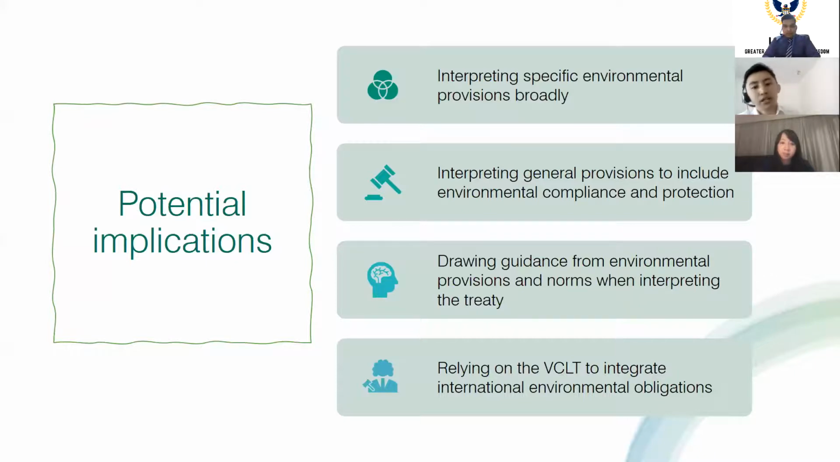Secondly, we think it is possible for tribunals to interpret your human rights or your CSR provisions to include environmental compliance and protection. Thirdly, we think it's possible for tribunals to draw guidance from environmental provisions and norms when interpreting the treaty generally. And lastly, we think it's possible for them to rely on the Vienna Convention to integrate international environmental obligations. There are problems with each of these methods, obviously, and they will depend greatly on the specific wording in each treaty and instrument. But we think at least that those implications are increasingly likely and possible in future investment treaty arbitration.